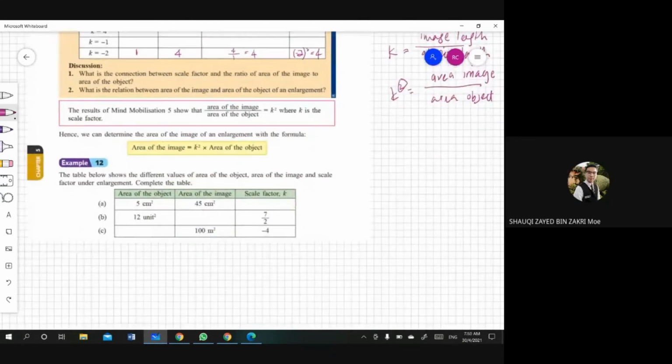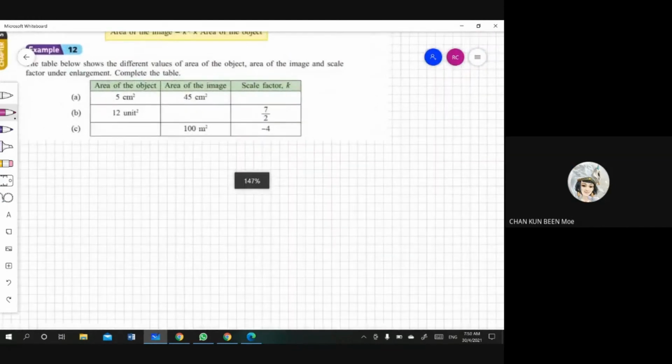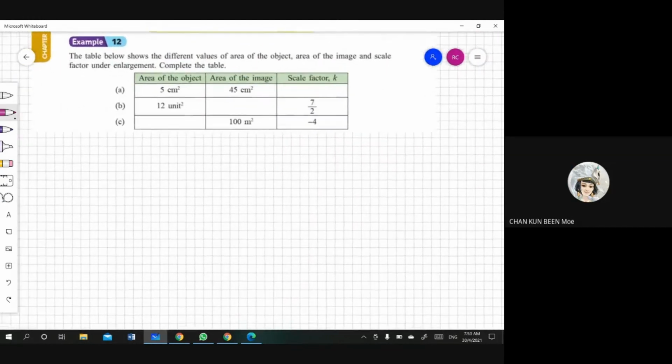Okay, madam. Okay, so we move on to find out the answer for one of the examples here, example 12. Anybody volunteer to read? Me, madam. Okay, go ahead. Example 12, right? Yes, correct. The table below shows the different values of area of the object, area of the image, and scale factor under enlargement. Complete the table. Okay, thank you very much.